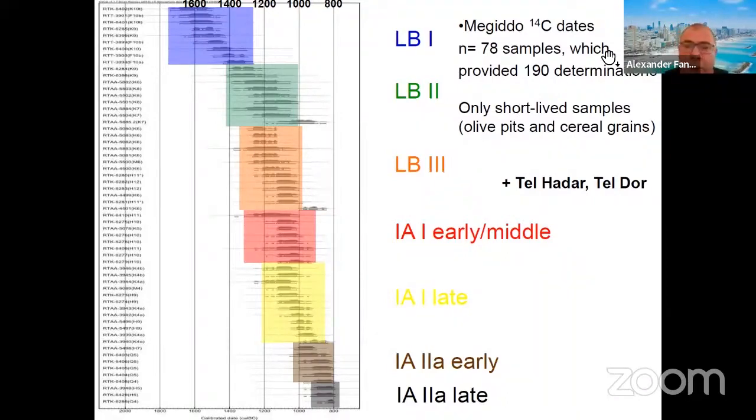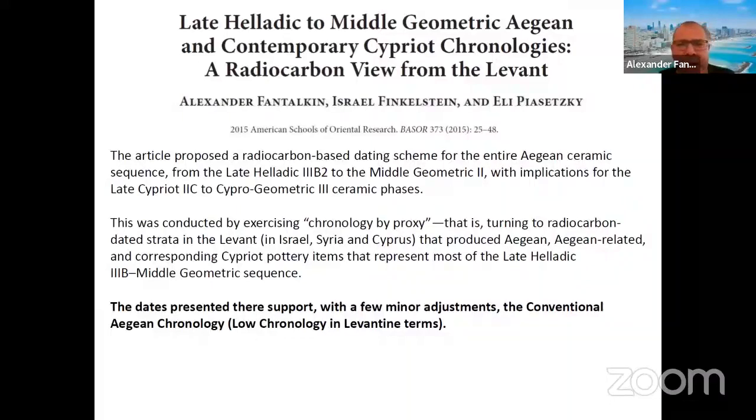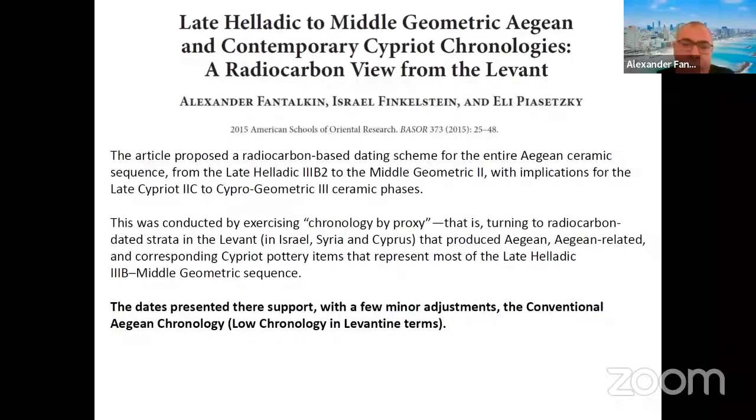To this, we should add, of course, the radiocarbon dates from Tel Adar with its famous late proto-geometric lebes, and dates from Tel Dor, with hundreds of dates actually, with its late proto-geometric shards, etc. So the picture is quite clear, at least to my mind. Using this data, Israel Finkelstein, Eli Piasetzky, and myself published a few years ago an article which presented a radiocarbon-based dating scheme for the entire Aegean ceramic sequence from Late Helladic 3B2 to Middle Geometric 2, with implications, of course, for Late Cypriot to Cypriot Geometric 3 ceramic phases.